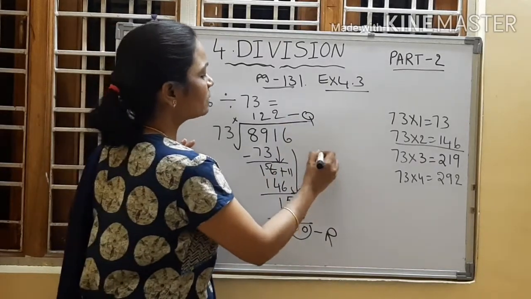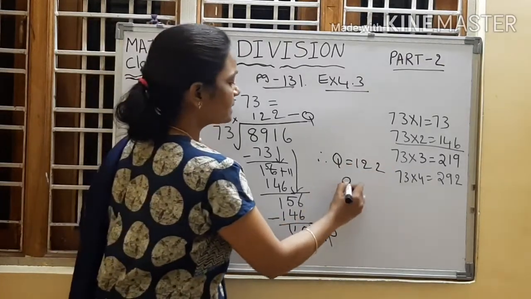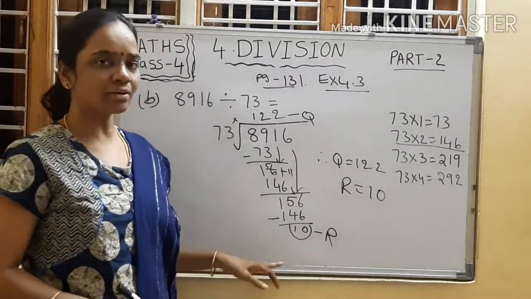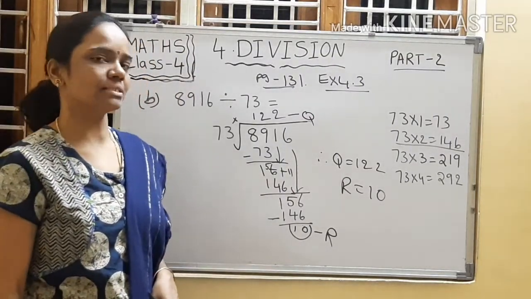Okay? Now write down quotient is equal to 122. Remainder is equal to 10. Okay children, have you understood? Note it down, children. Yes. Shall I rub the board now? Yes.